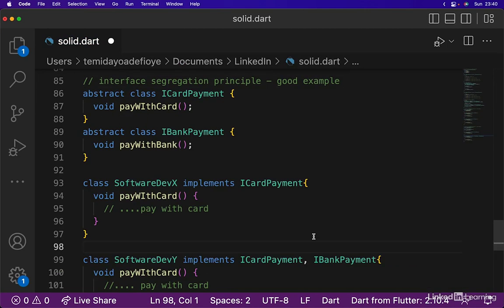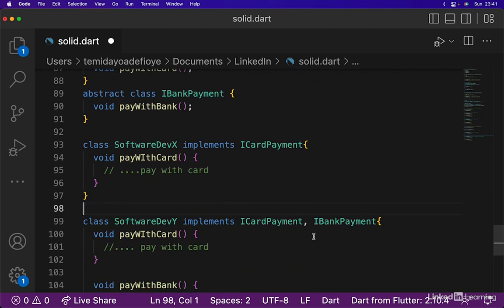Let's make two abstract classes, iCardPayment and iBankPayment. The first class will include a payWithCard function that will allow developers to accept card payments. We can now implement them by creating two distinct classes, SoftwareDevX and SoftwareDevY. Let's start with the former and use the iCardPayment class.